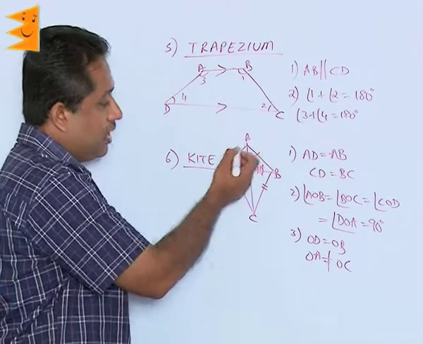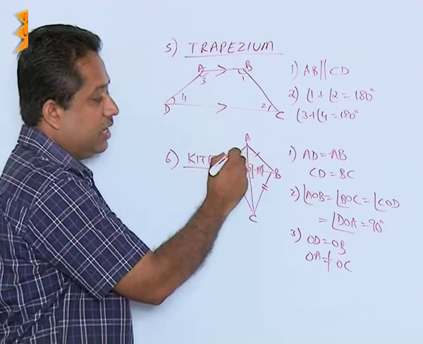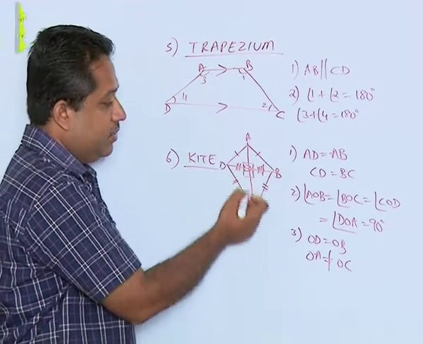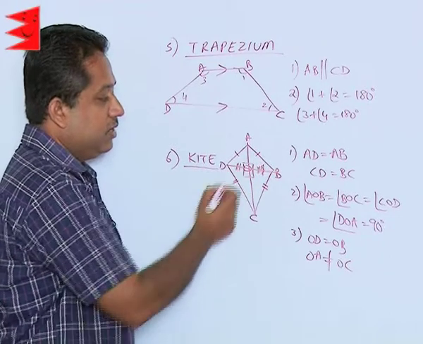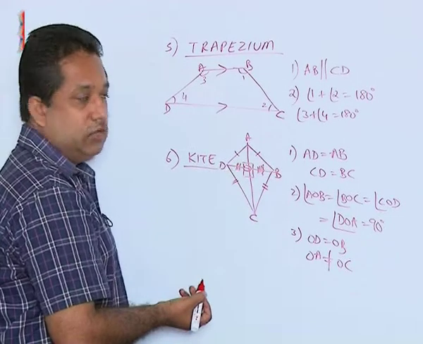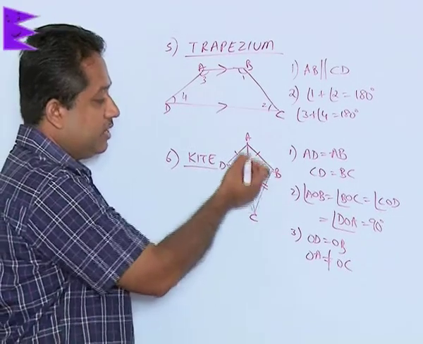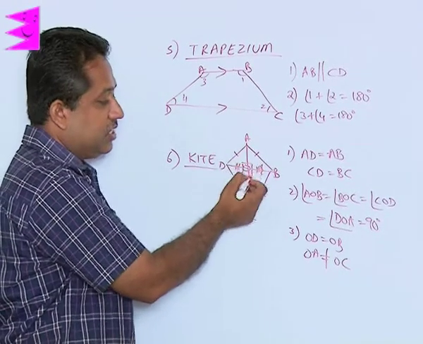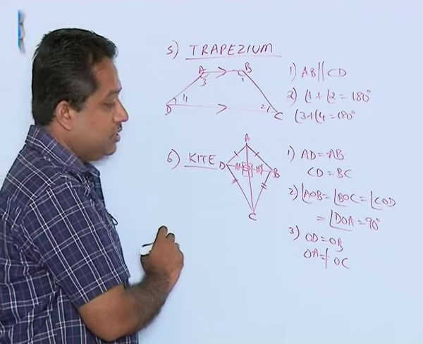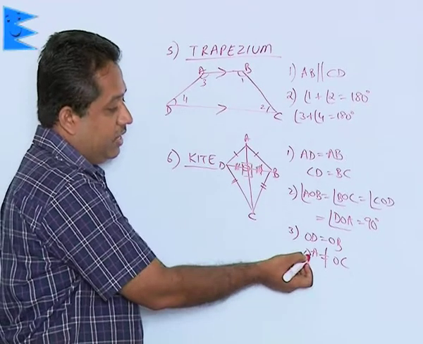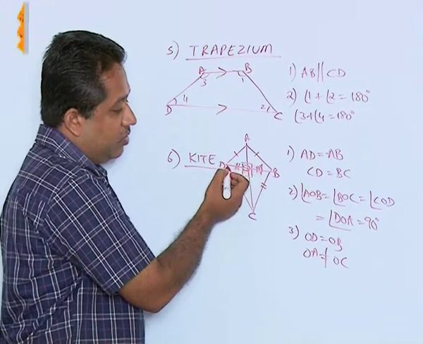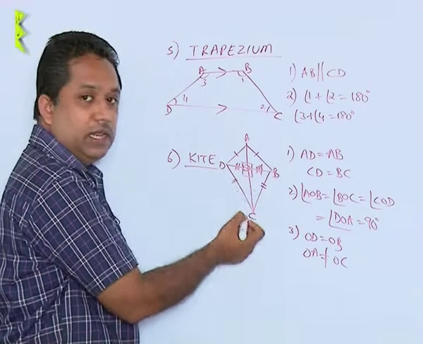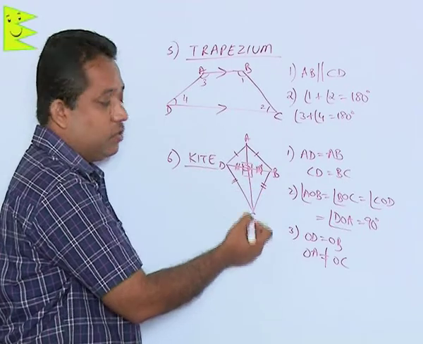So, a kite has the following properties. It has two pairs of adjacent sides equal, AD equal to AB, CD equal to CB. The diagonals are not equal to each other, one diagonal is small, the other is longer, but the diagonals intersect each other at right angles or 90 degrees, and here we find that on one diagonal OD is equal to OB, but on the other diagonal OA will be smaller than OC.